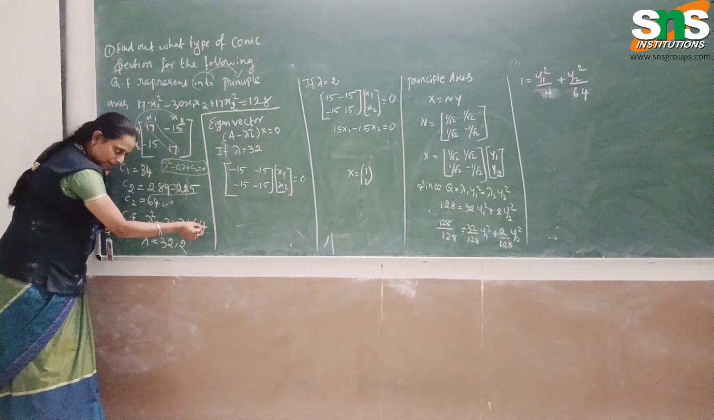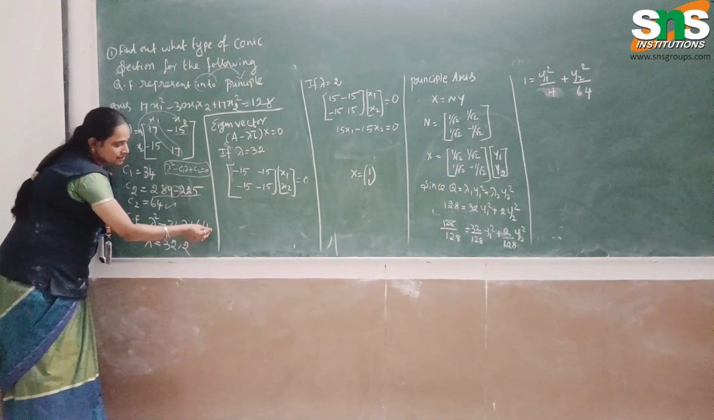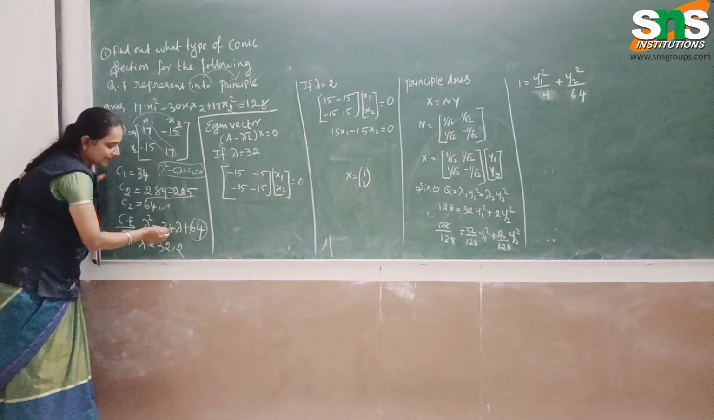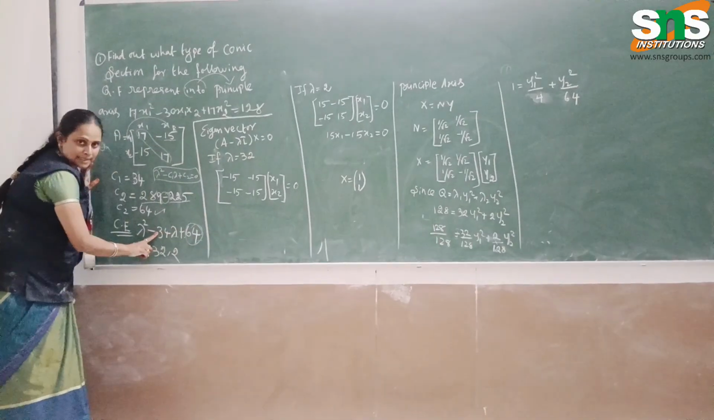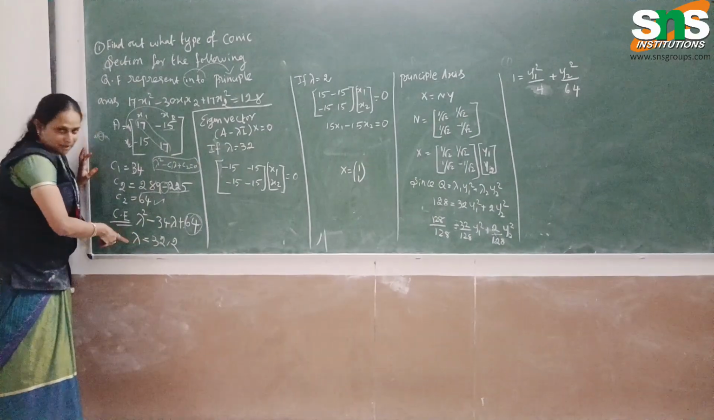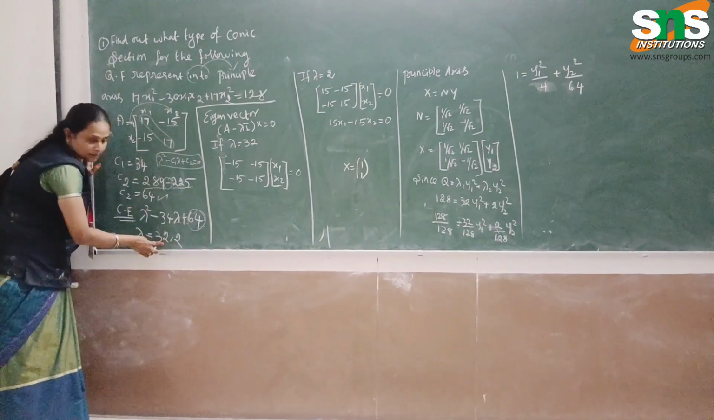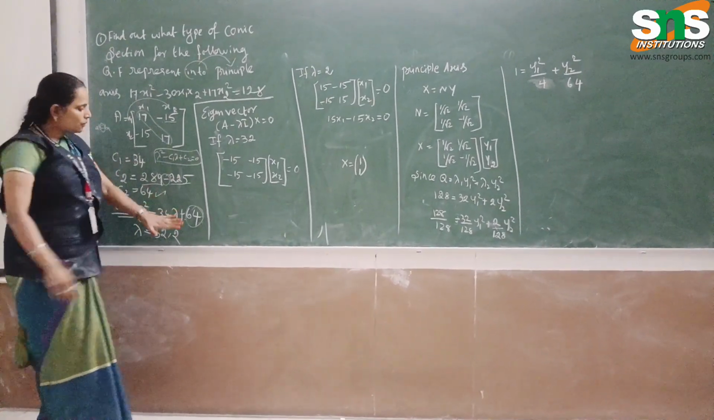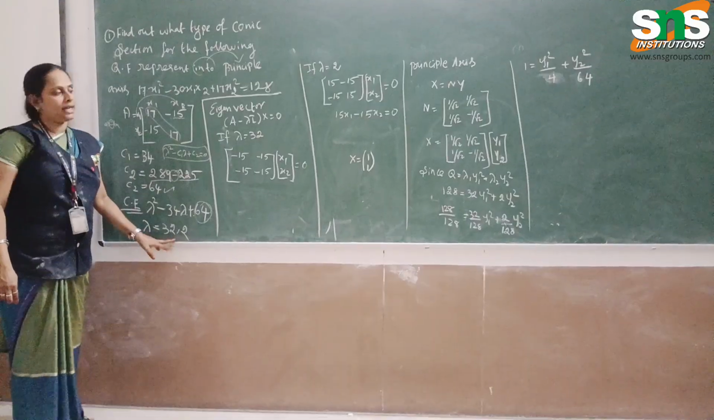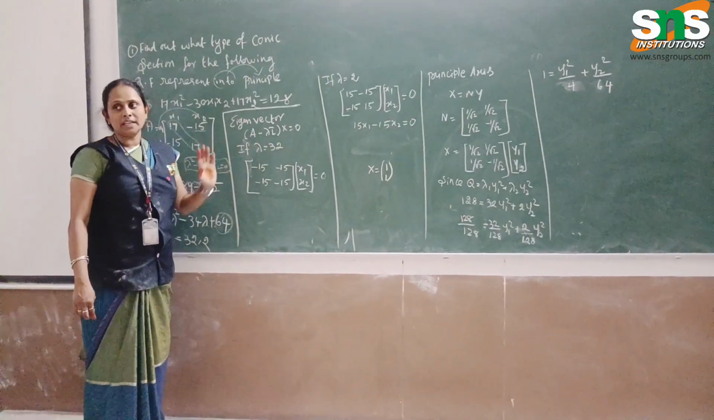Then we have to solve this equation to find the eigenvalues. We need two numbers whose product is 64 and whose sum is minus 34. So what are the eigenvalues? Yes, the eigenvalues are 32 and 2. Using these eigenvalues we have to find the eigenvectors.